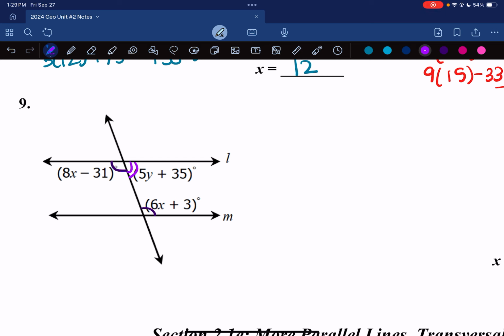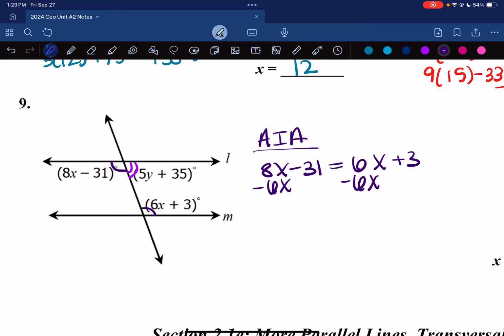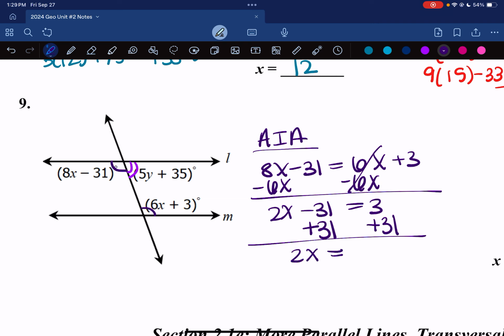The first thing you're going to do is find x. To solve for x, our two angles are alternate interior angles, which means they are congruent. So we set them equal. We're going to subtract 6x from both sides. So we have 2x minus 31 equals 3. Add 31 to both sides. So we have 2x equals 34, divided by 2. So x is 17.